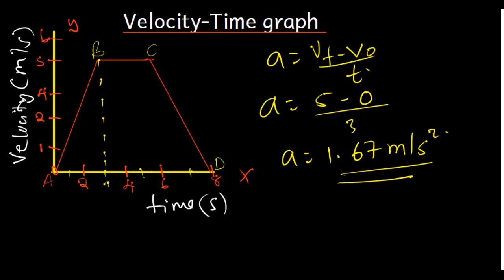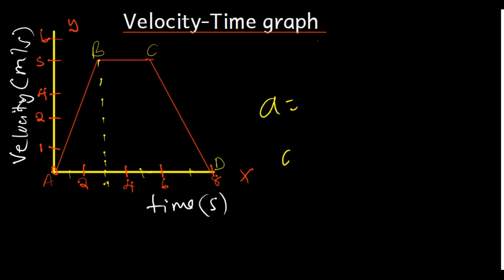Now, what would be the acceleration from point B to C? As you can see, from point B to C, the velocity is not changing. So if the velocity is constant, in short, it means that the acceleration is 0. Why are we saying that when the velocity is constant, the acceleration is 0? Here's the reason.